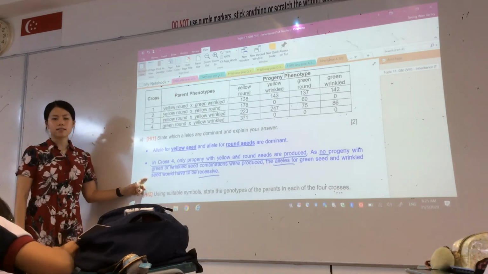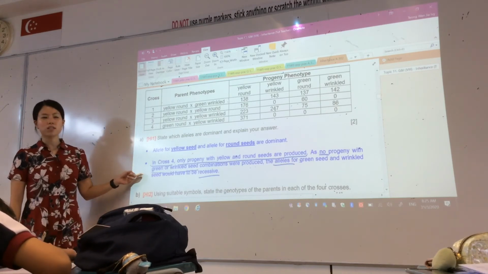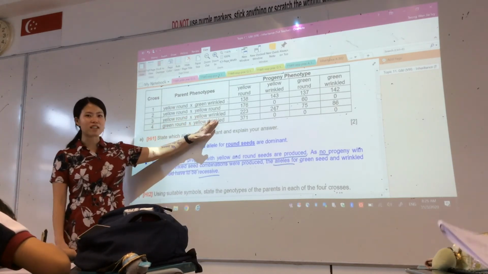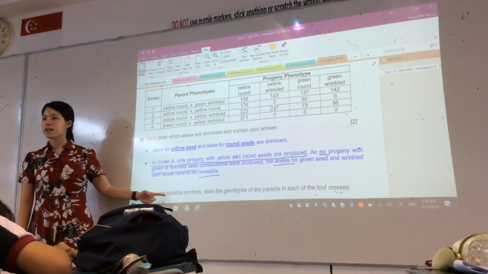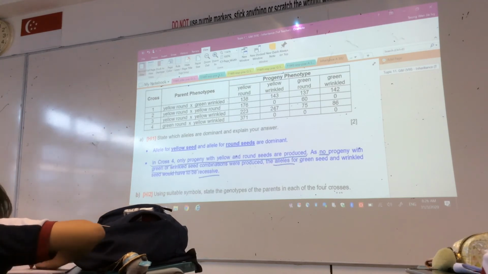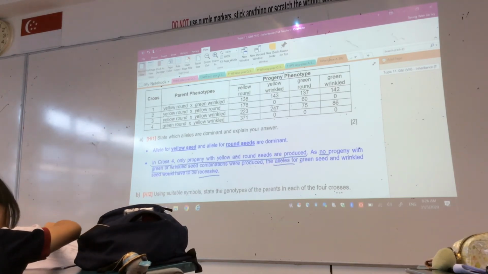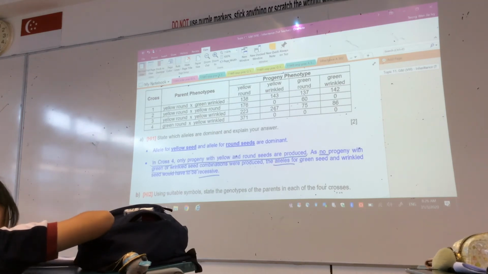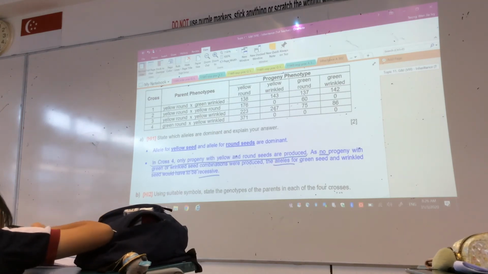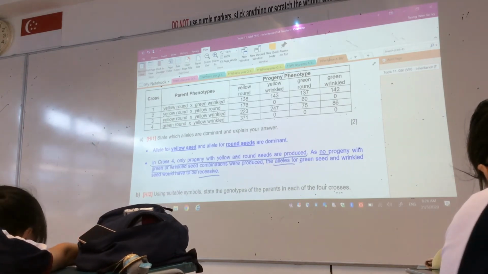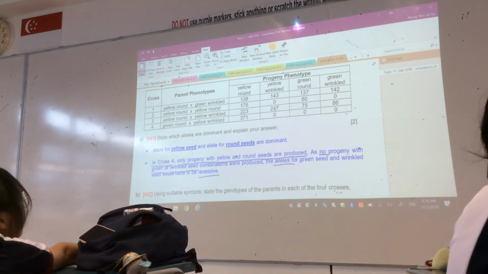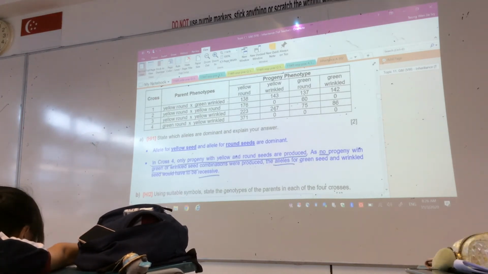So the idea that in your offspring I only see yellow and round, even though my parents have greenness and wrinkledness. Based on that, it means that the green and the wrinkled alleles are recessive. So the trait has disappeared, right? Even though the parent has greenness and wrinkledness, when you cross them, somehow it disappears. Because of that, the two alleles have to be recessive. You all get cross 4? I hope so.